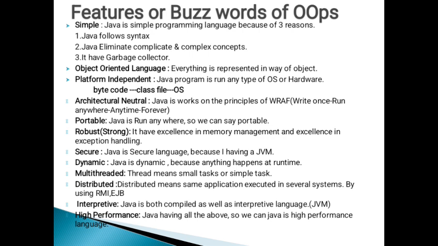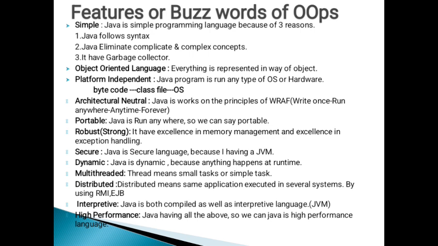Next one is architecture neutral. Java is known as architecture neutral because we can develop and execute Java applications on any hardware. That's why we say Java is architecture neutral, and it follows the principle of write once, run anywhere. Next is portable language. Once we write a Java program, we can execute it on any type of software, any type of OS. That's why we say that Java is a portable language.